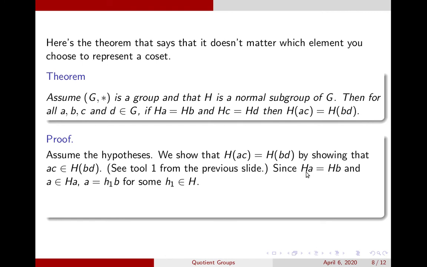Okay, we are assuming that the right coset determined by a is the same as the right coset determined by b, and we know that little a is in the right coset determined by little a, so that means little a has to be in the right coset determined by little b, which means that little a is h1 times b for some element h1 of H. A similar thing happens for c: c will be h2 times d for some h2 in capital H.